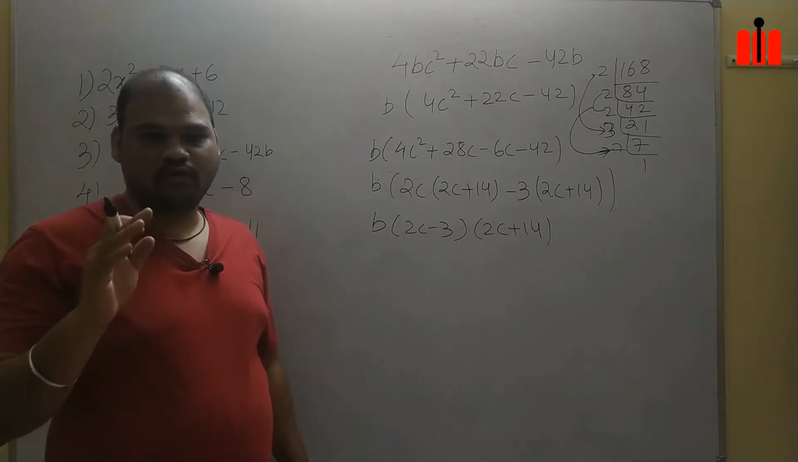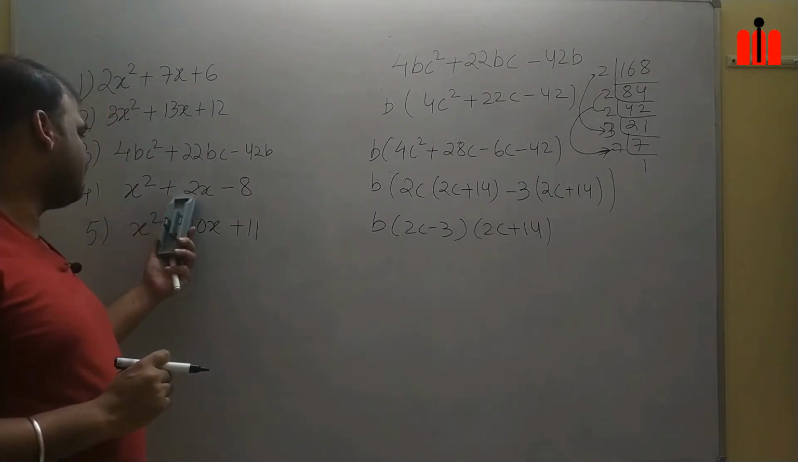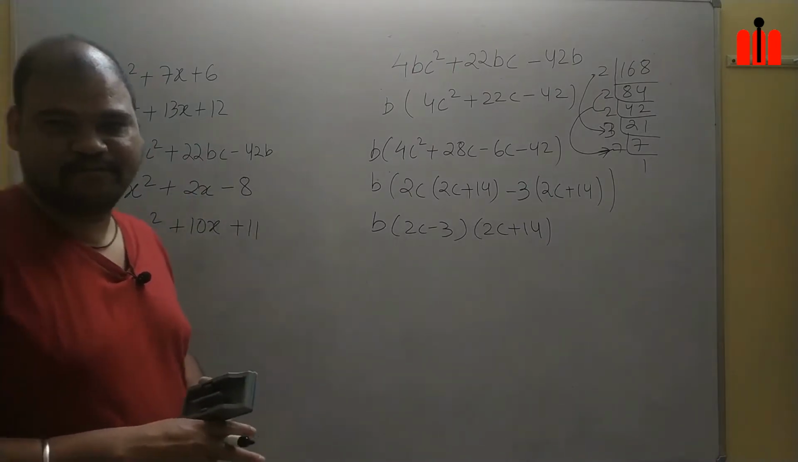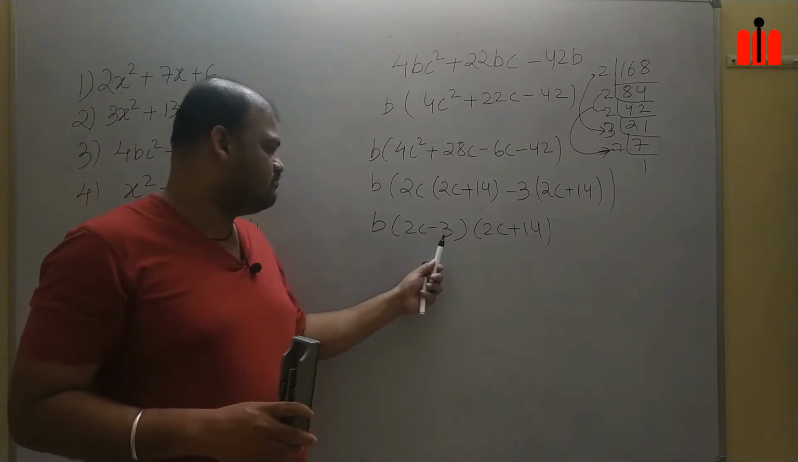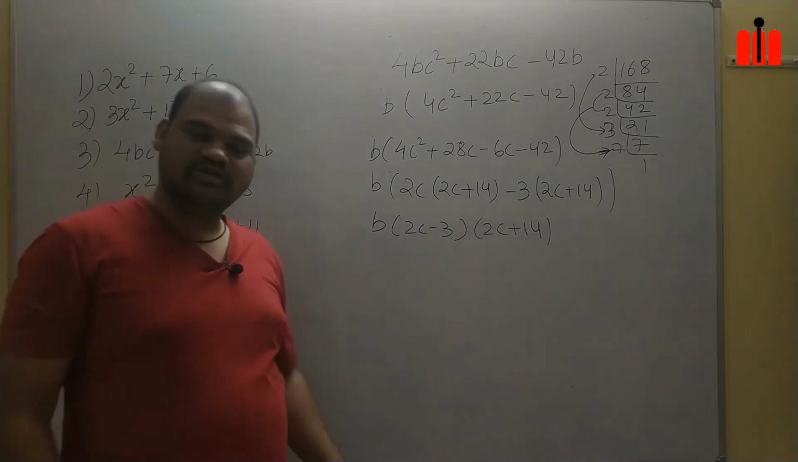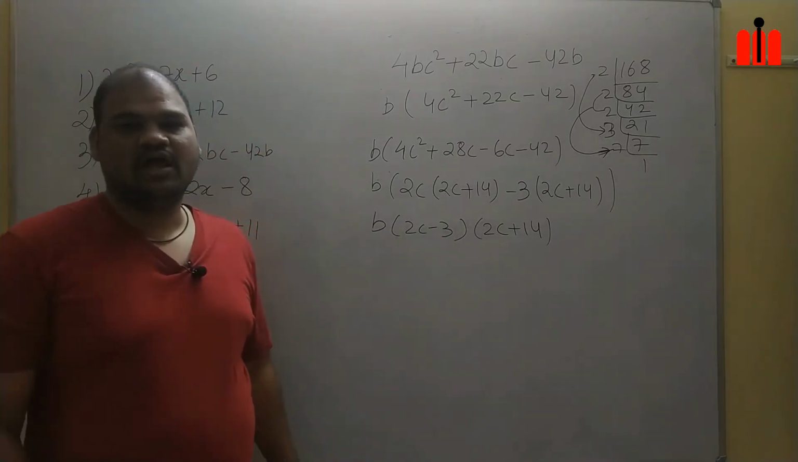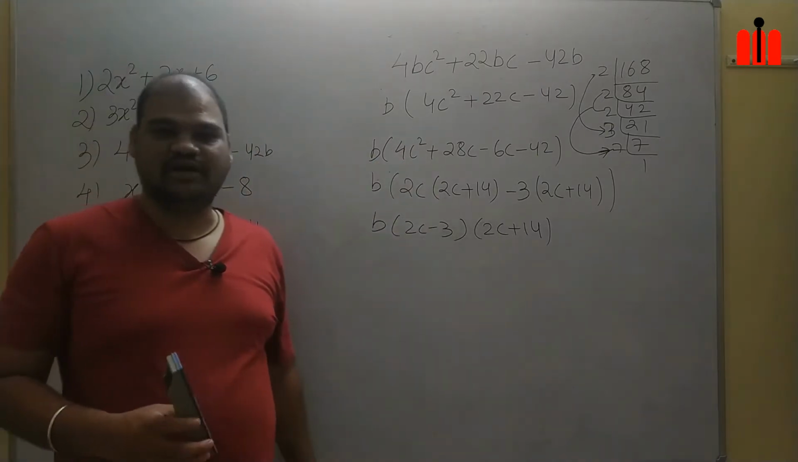Now we will go for problem number 4. In problem number 4, it is given as x square plus 2x minus 8. Okay, now here we are getting small numbers like 2 and 4, so this is a bit easy. Now somewhat fractions can also be manipulated by doing this method.